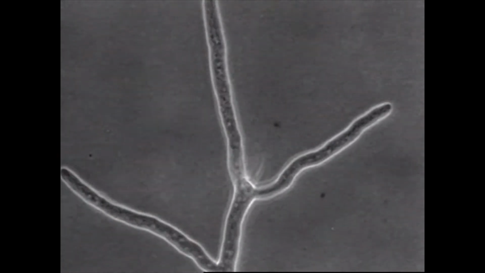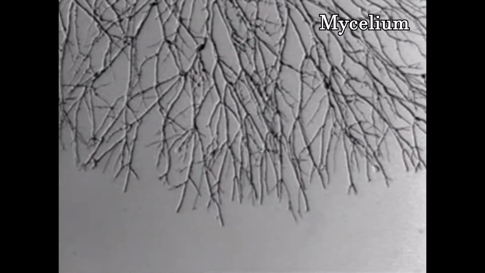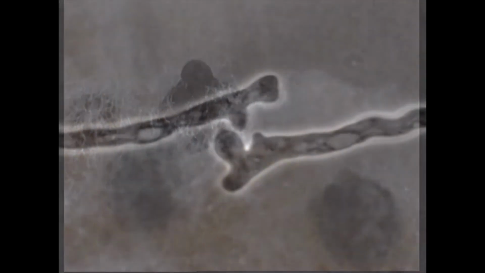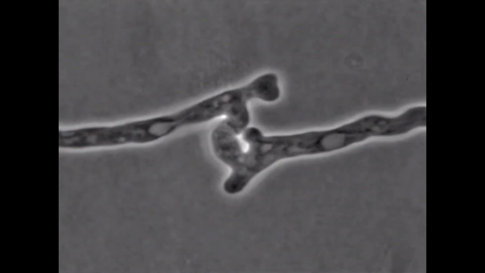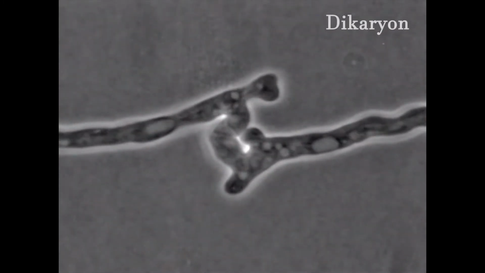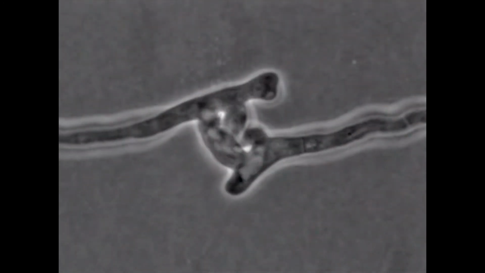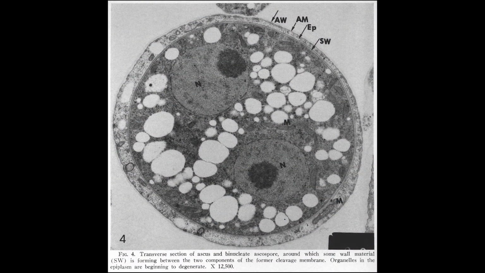and forms these long hyphae, which are filaments that extend and are arranged into a network called a mycelium, which gives it a fuzzy appearance. When haploid hyphae from different individuals meet each other, the cells in the hyphae join up to form a dikaryon. These cells are unique because they contain two separate haploid nuclei, so they're not actually diploid.